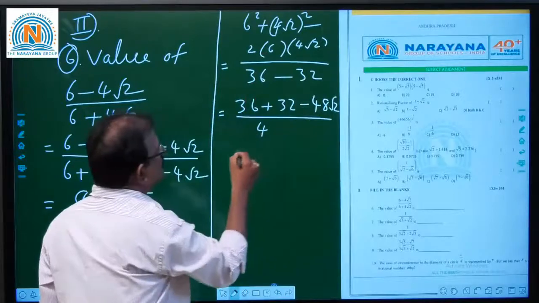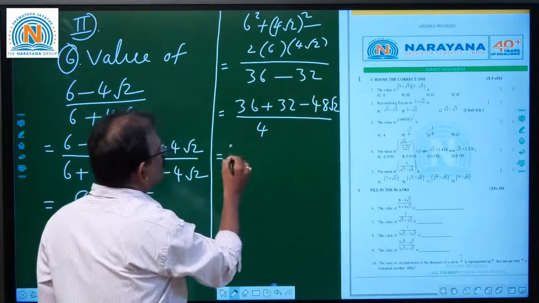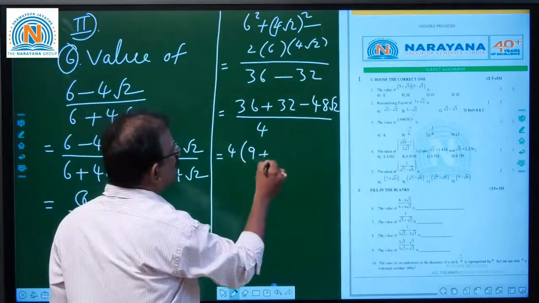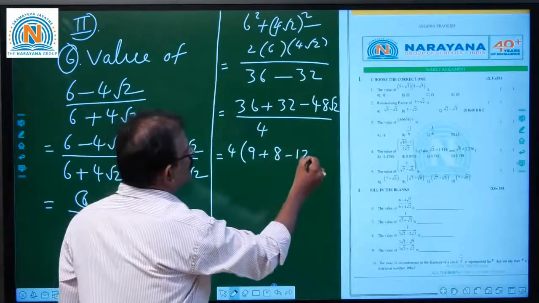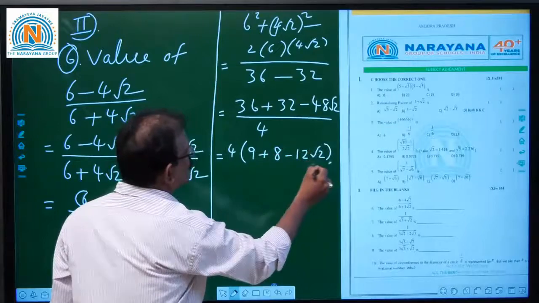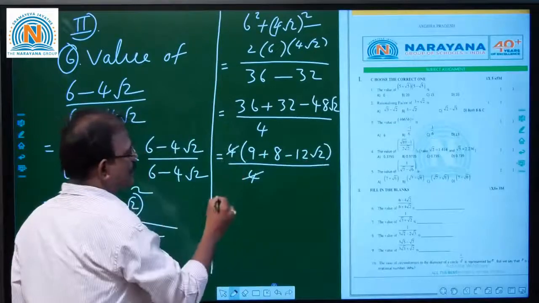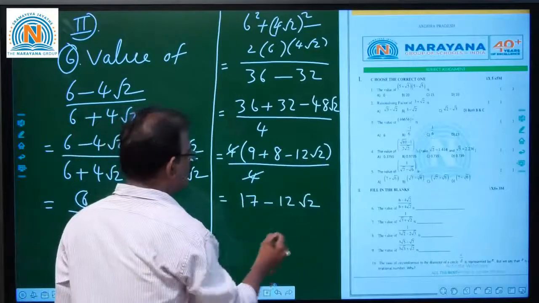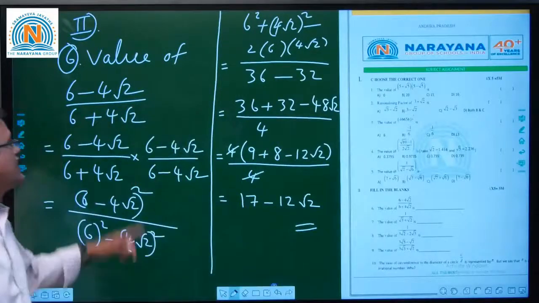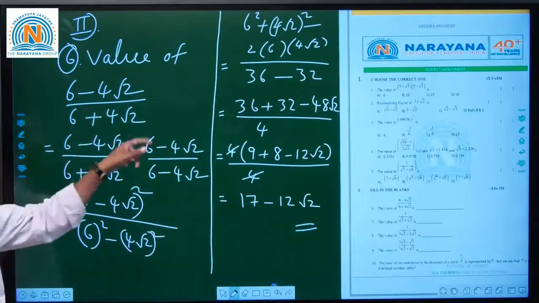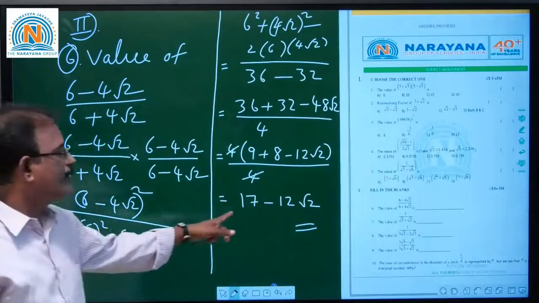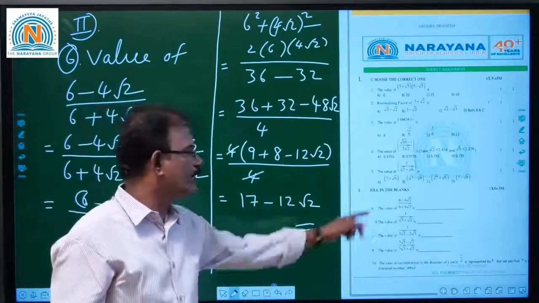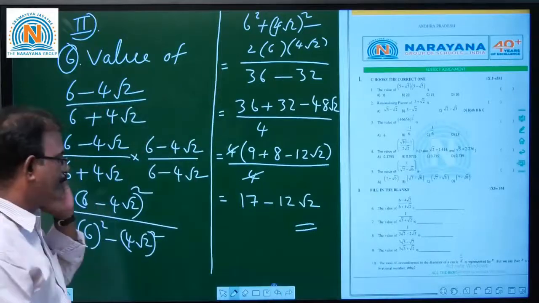When we take 4 common, 4 times 9 and 4 times 8 and 12 times, divided by 4. These two are getting cancelled. So 17 minus 12 root 2. So what is the value of (6 minus 4 root 2) by (6 plus 4 root 2), children? 17 minus 12 root 2. This is the answer for question number 6.